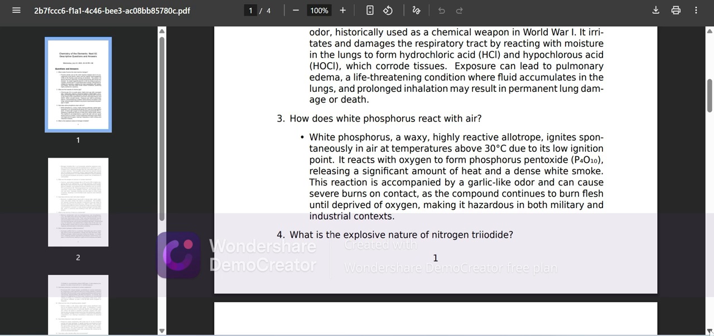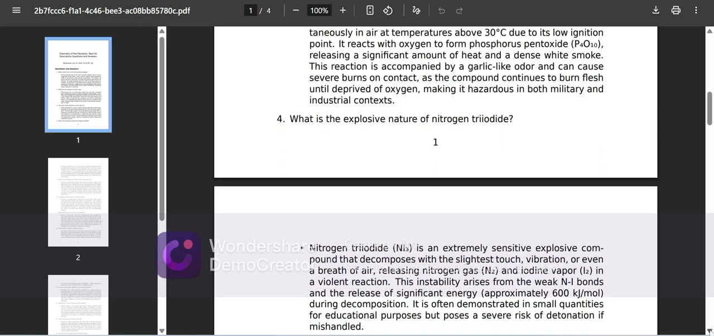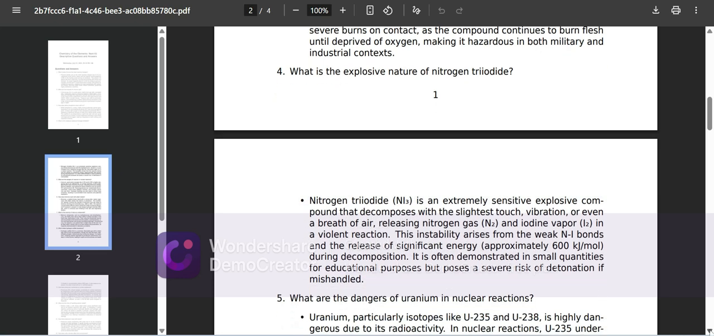The compound continues to burn flesh until deprived of oxygen, making it hazardous in both military and industrial contexts. What is the explosive nature of nitrogen triiodide?